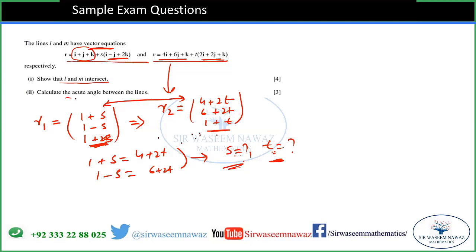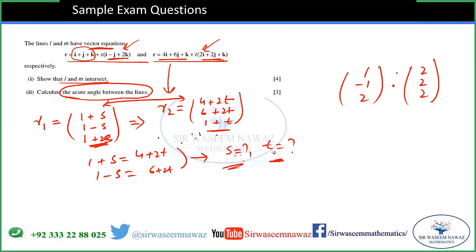Now, calculate the acute angle between the lines. I told you to find the angle. What will you do? You will just find the angle between their direction vectors. What are the direction vectors? The first direction vector is 1, -1 and 2. The second direction vector is 2, 2 and 2. So first find the scalar product. That will be 2 plus -2 plus 4, so that will be 4.